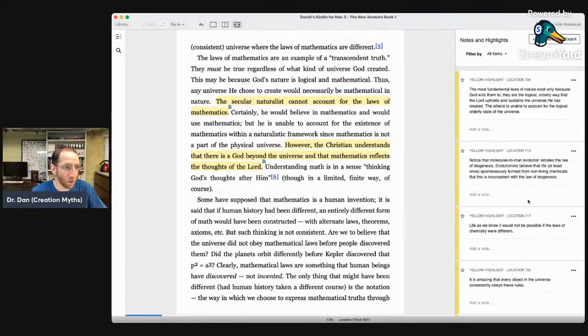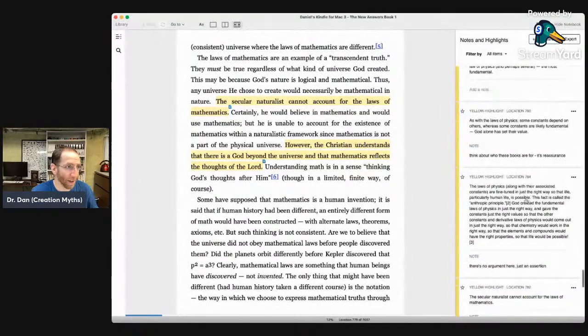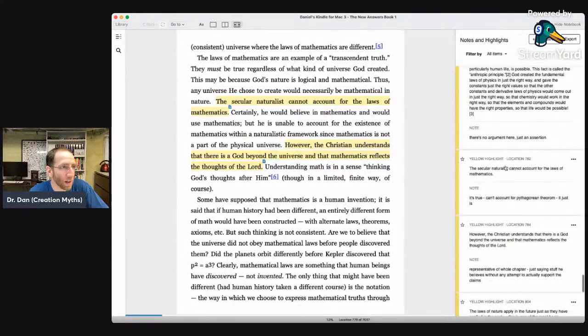So we don't have that many left to do here, actually. There's just not that many. So the secular naturalist cannot account for the laws of mathematics. Why not? Okay, like the Pythagorean theorem, I account for it. I mean, triangles are triangles. They work the way they are. That's what they do. The Pythagorean theorem is what it is.